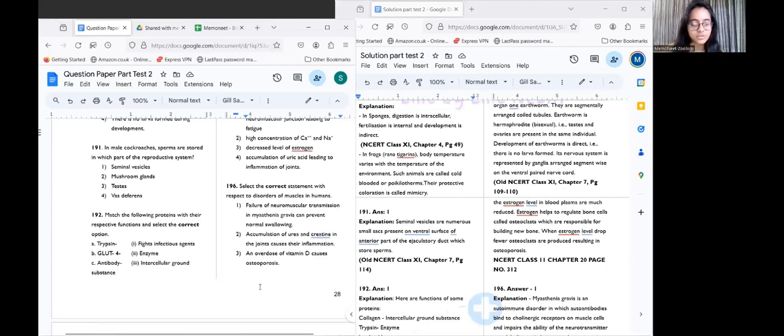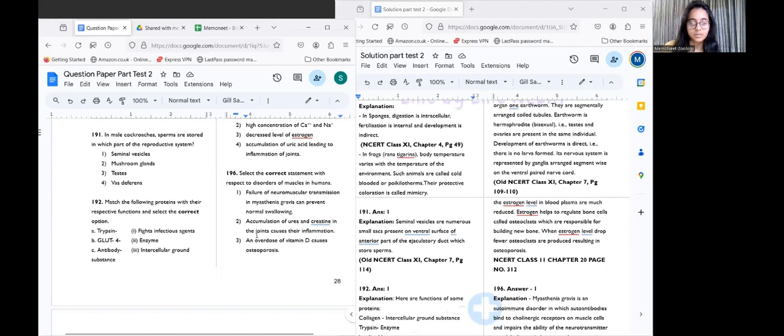For 196th question, select the correct statement for disorders of muscles. Failure of neuromuscular transmission in myasthenia gravis can prevent normal swallowing. Is that true? Yes, it's true. So the answer for 196 is option number 1. Since in myasthenia gravis the functioning of muscles is interrupted, the muscles that help in swallowing will not be able to help in swallowing.